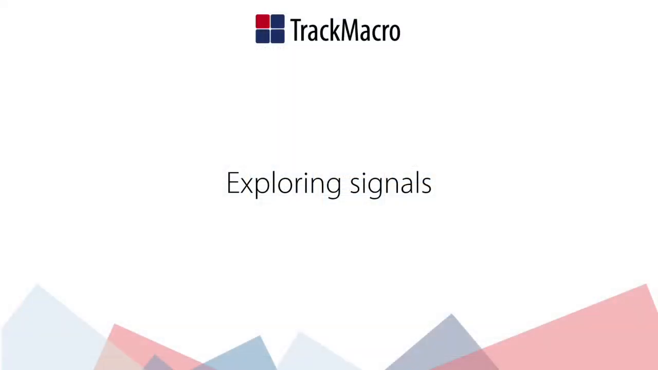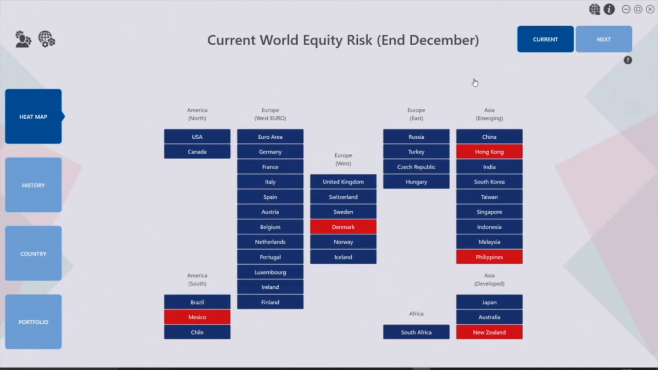Now let's explore the various signals TrackMacro offers. We are back at the heat map. Here you can see at a glance the equity risk in the 40 countries covered by TrackMacro. In simple terms, blue means risk on and red means risk off. The signals are released at the end of each month for the subsequent month. You can see an estimate of the equity risk for the following month by clicking on Next. Those signals will be adjusted as data is released.